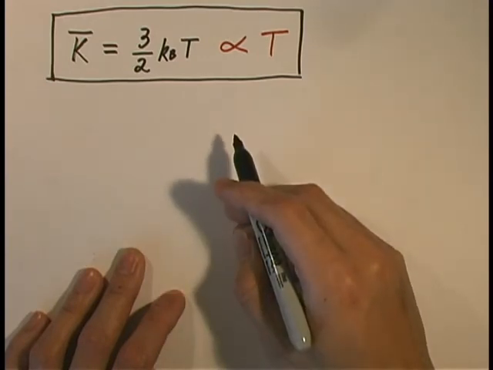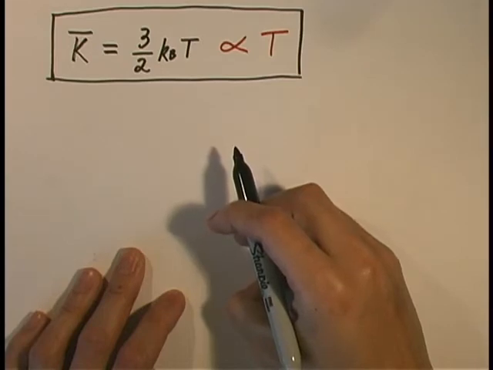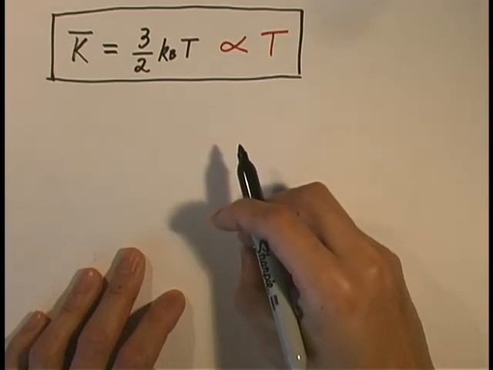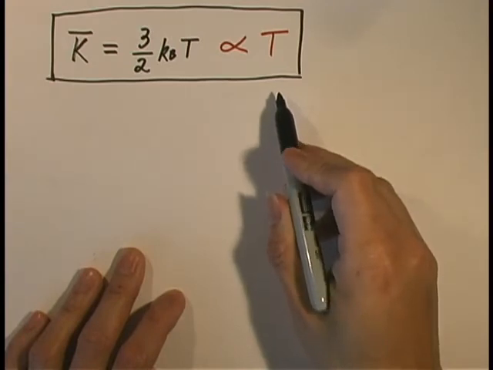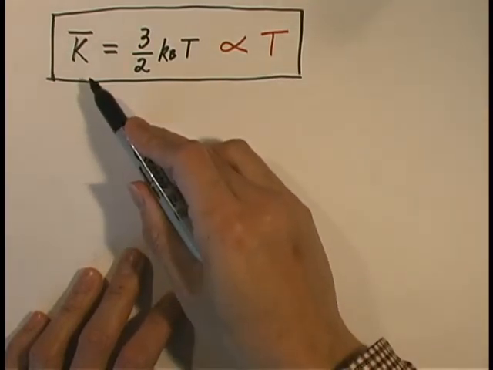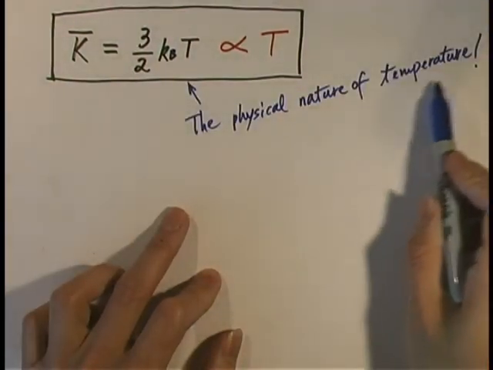So not only did we figure out how to find the pressure of an ideal gas using statistical mechanics, we also have a very important byproduct. And that is, we, for the first time, understood the molecular nature, the molecular root of the quantity temperature. Again, temperature is proportional to the average molecular kinetic energy. So this is the so-called physical nature of temperature.